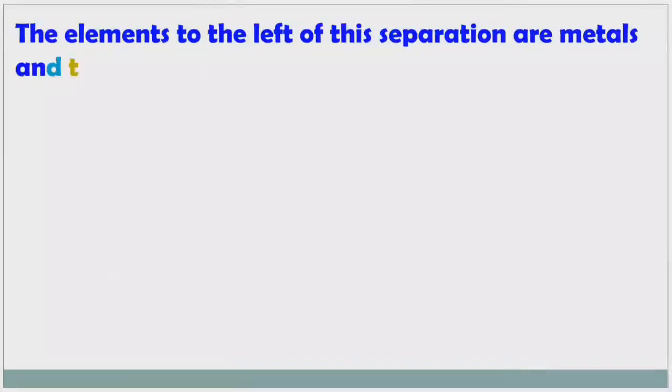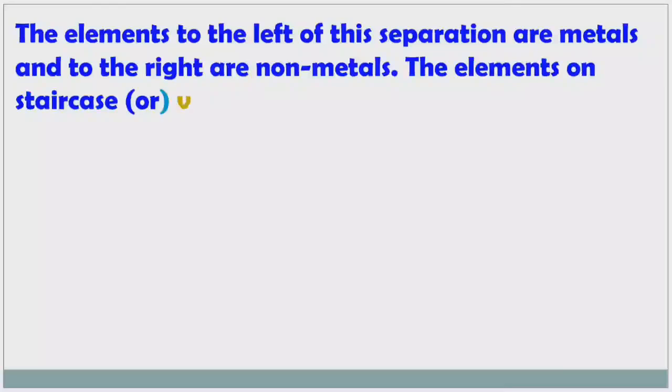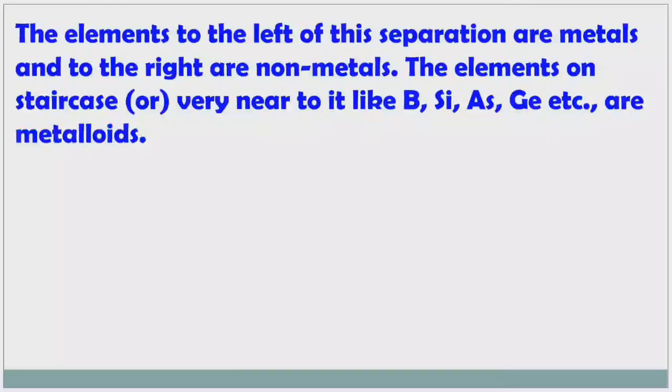The elements to the left of this separation or staircase are the metals and to the right are non-metals. The elements on the staircase or very near to it, like boron, silicon, arsenic, germanium, are metalloids. Elements which are very close to the staircase are the metalloids.